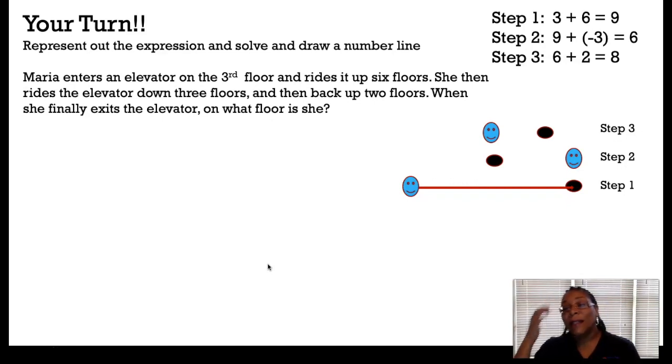So up top, I did it first as an expression. Step 1, I started on the 3rd floor, so I didn't start with 0. I'm starting with 3. I ride it up 6, so 3 plus 6 equals 9. But then I go down 3 floors, so that represents a negative 3. So I end up on the 6th floor, but then I ride it back up 2 more floors. So I end up on floor number 8.